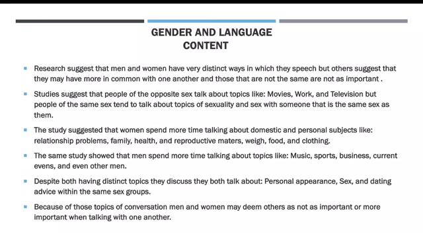The studies suggest that women spend more time talking about domestic and personal subjects like relationship problems, family, health, reproductive matters, weight, food, and clothing. The same study shows that men spend more time talking about topics like music, sports, business, current events, and even other men.